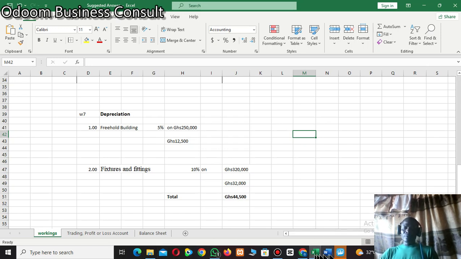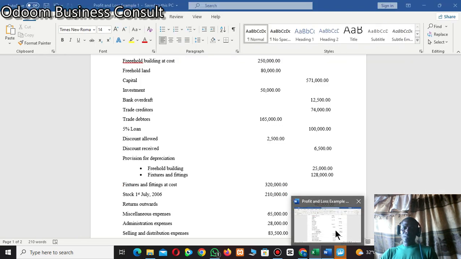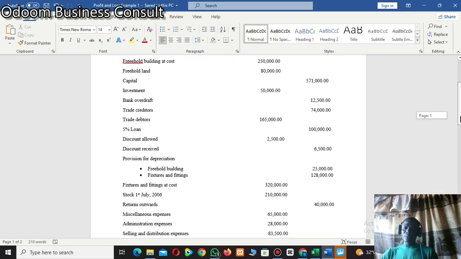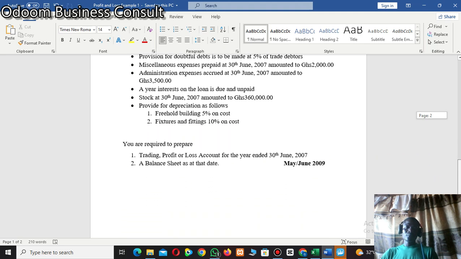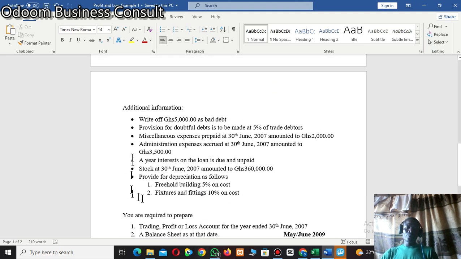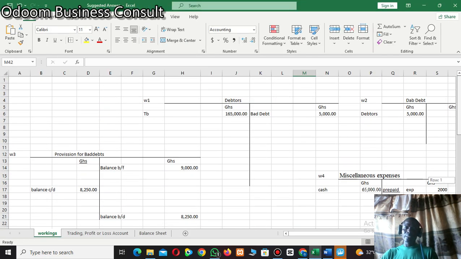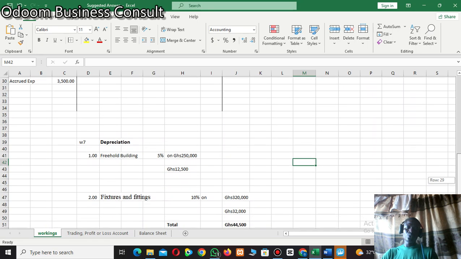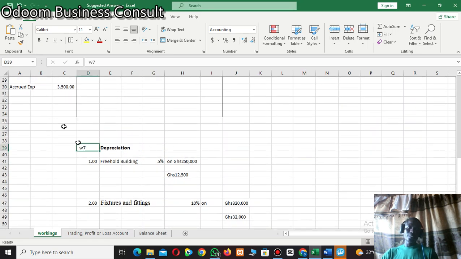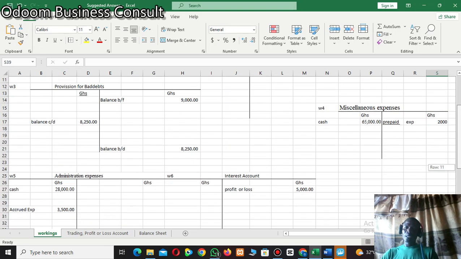Now let's see if we are left with anything that we have to do on the additional information. Now let's see, we have 1, 2, 3, 4, 5, 6, 7, and our workings too, we have 7 workings. It means we've exhausted all the necessary workings that we should do for this particular question. So what is left now is to close off the account.